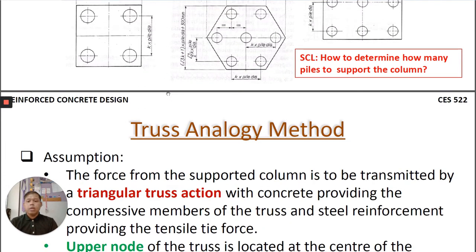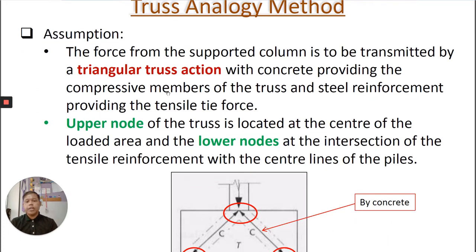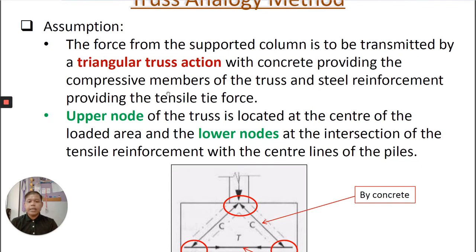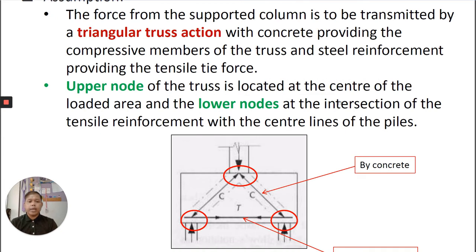Okay. So, on the truss analogy theory, here are the assumptions. The force from the support column is to be transmitted by a triangular truss action with concrete providing the compressive members of the truss and steel reinforcement providing the tensile tie force. Upper nodes of the truss are located at the center of the loaded area and the lower nodes at the intersection of the tensile reinforcement with the center line of the pile.